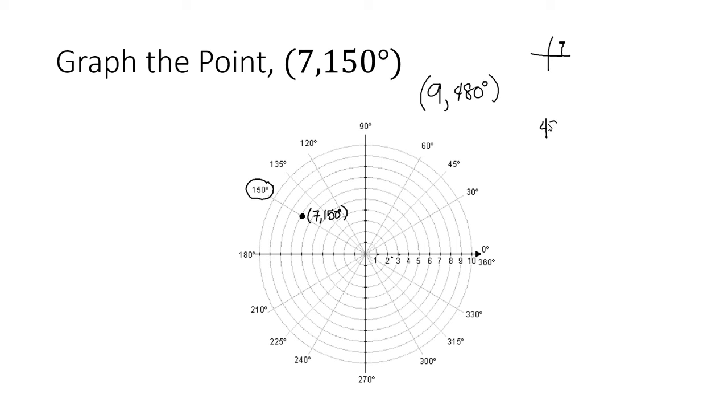So all we have to do is 480 minus 360, and that will subtract to give us 120 degrees. Okay? So really, we can't rename this because that would change how you find the point. But we can say that this is going to be the same as 120 degrees. So if we go to 120 degrees and go out 9, which is right here, that's going to be our point, 9, 120 degrees.